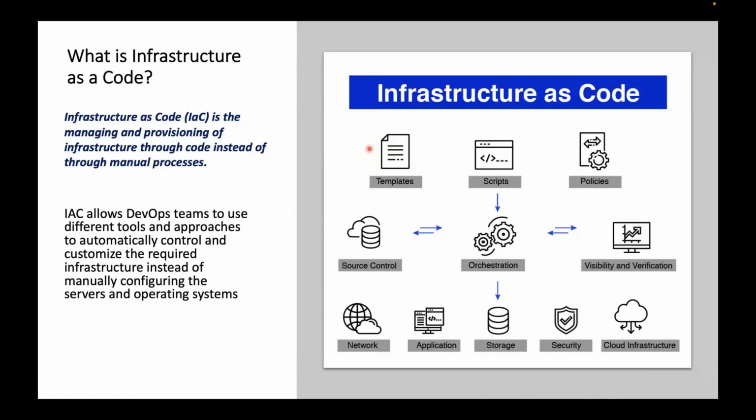Let's assume these are the components of the IaC, and these will be stored in source control. So what is source control? It is source version control, like GitHub and Bitbucket. So these are source control.